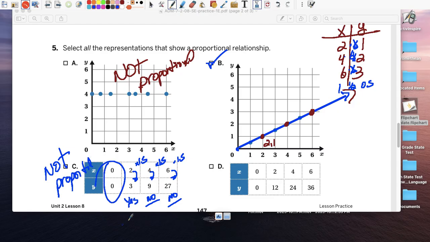Although look, it has 0, 0. It fails on the other condition, where the same constant proportionality should hold for each ordered pair. So this one, 0, 0, check. We like that. 2 times 6 is 12. 4 times 6 is 24. 6 times 6 is 36. Same constant proportionality for each ordered pair? Yes. Proportional? Sure. Okay.